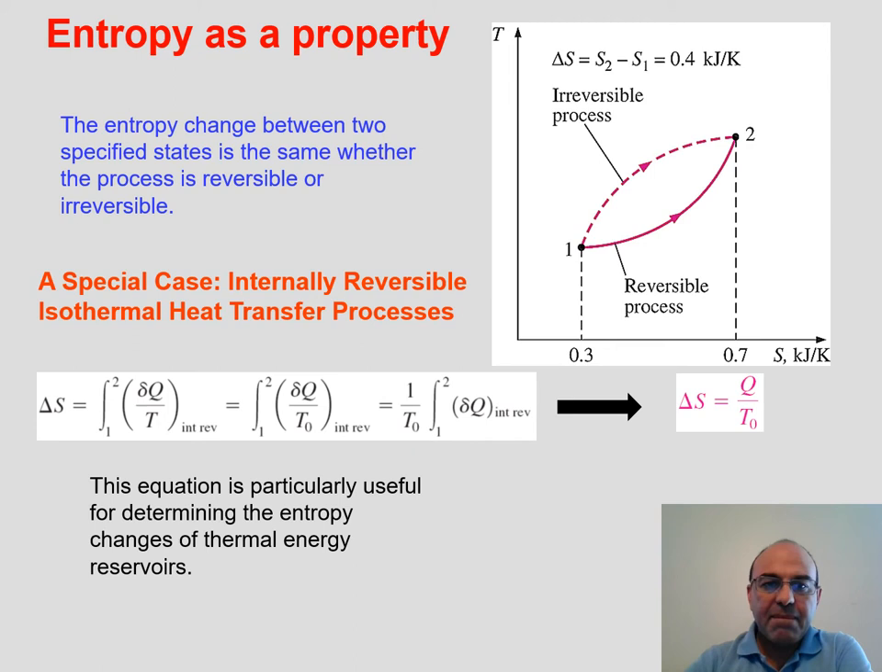The entropy change between two specified states is the same whether the process is reversible or irreversible. We found the entropy for an internally reversible process, and we said that for an internally reversible process, entropy is equal to the integral of delta Q over T. But once the entropy has been defined, it's a point property. It's not a function of the process path. Work, for instance, was a path function, but entropy is not a path function. It's a point function.